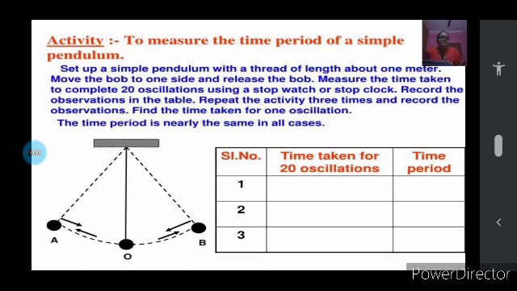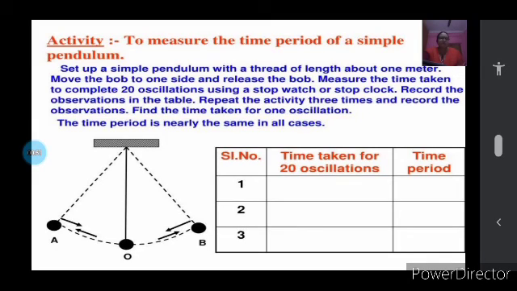So set up a simple pendulum with a thread of length approximately 1 meter. Move the bob to one side and release the bob. Measure the time taken to complete 20 oscillations. You count 20 oscillations. A to B, again it has to come to A, no children. So from O you will start. You will pull it to A, and A to B, again it will come to A. So like that you will be counting until 20 oscillations are completed.